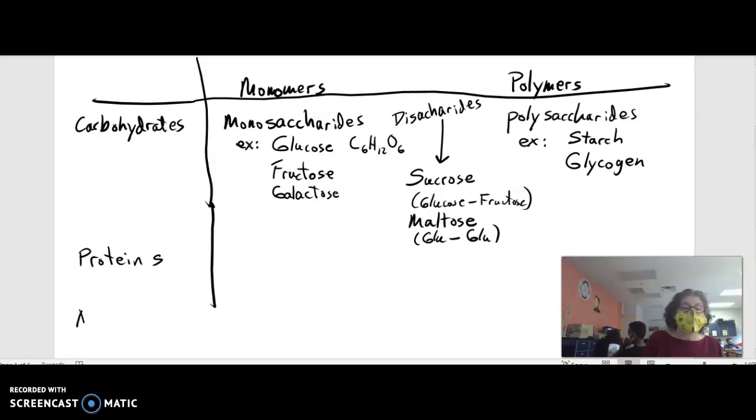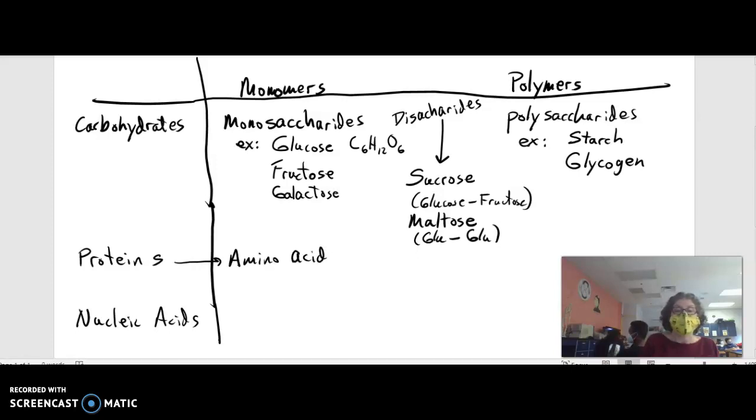And I could go over nucleic acids. I don't want to touch on those too much right now, though, because we haven't learned them yet. But the point is that all of these different types of big organic molecules have their own type of monomer in them. Okay, so all proteins, the monomers of all proteins are called amino acids.